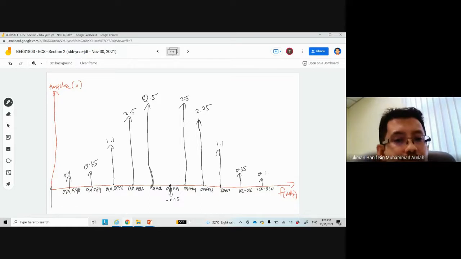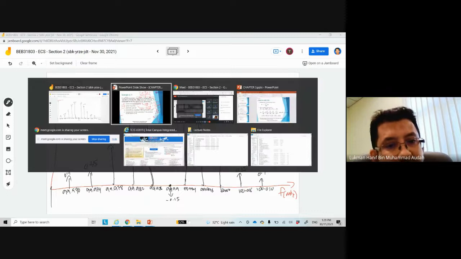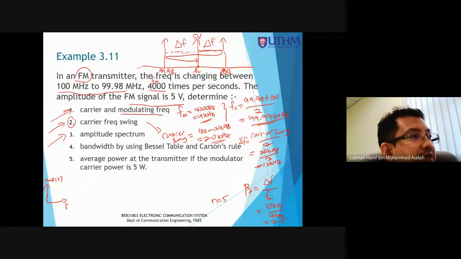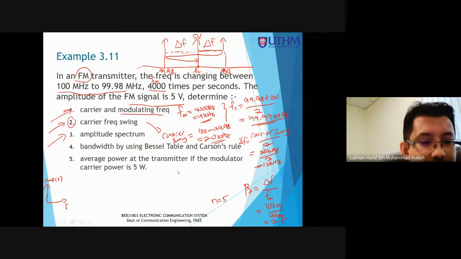Okay. And then what? Ini kalau ada soalan sila tanya. Then what? Then the question asks, okay, back to the question. The question asks bandwidth by using Bessel table and Carson's rule. So ini senang lah.